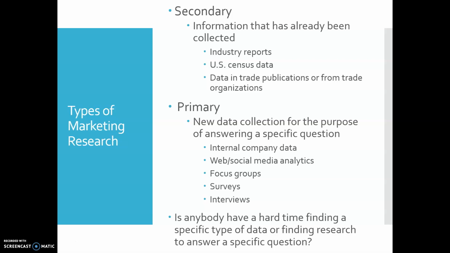So there are two types of marketing research that you need to be aware of. The first is primary and the second is secondary. When we look at collecting data, we should always see what type of secondary data is available. And so secondary data is information that's already been collected. So it's things like industry reports, census data, maybe data from trade organizations, anything that's already been gathered that you can use to assist you.